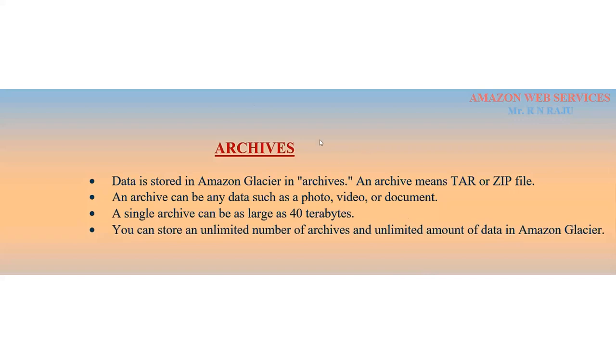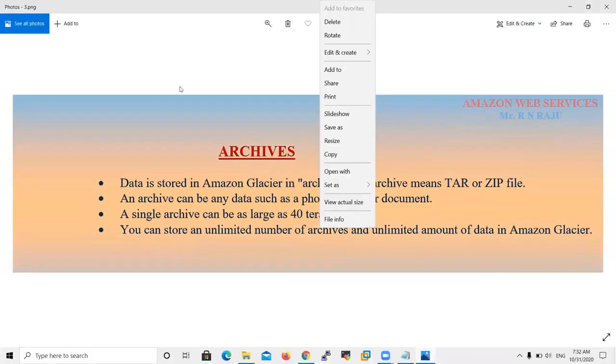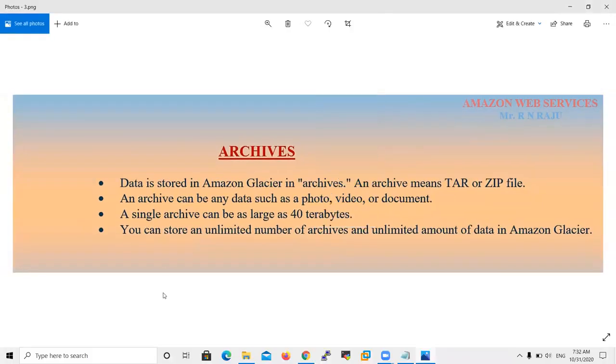Okay, so in the S3 concept, there is the object concept, and here it is the archive concept. Both are unlimited, but one object size is 4 terabytes, while one archive size is 40 terabytes. Enough. Then how can you use this S3 Glacier?